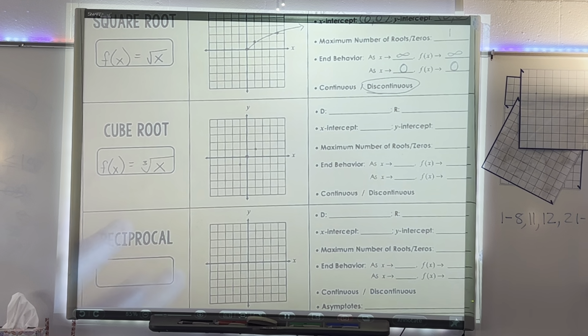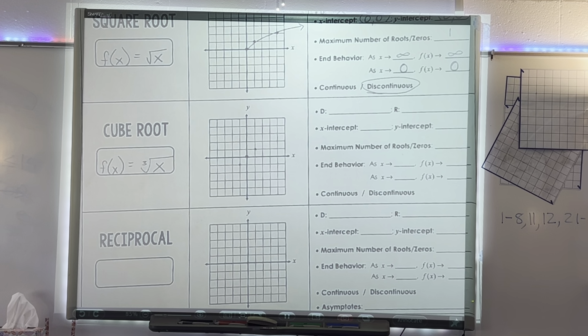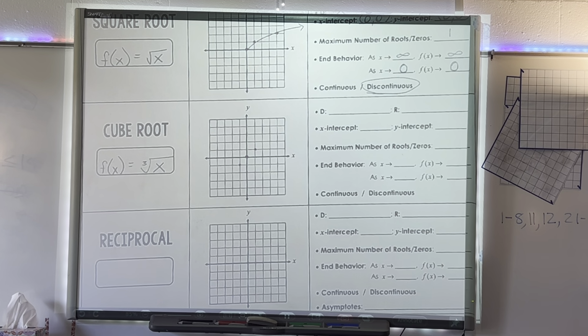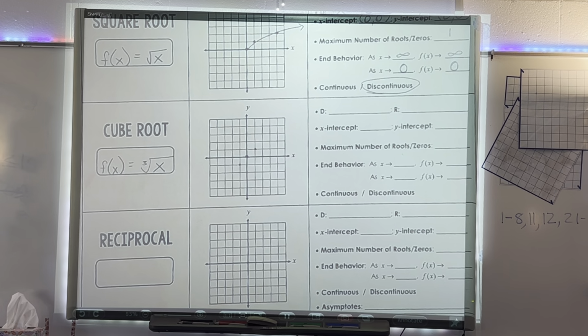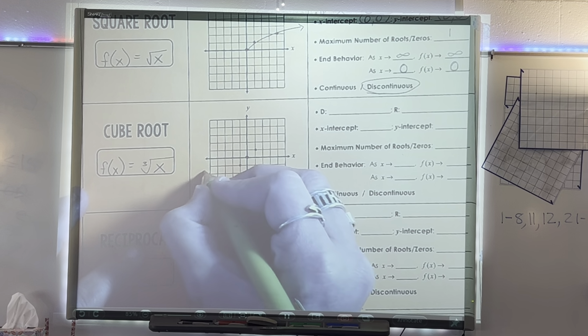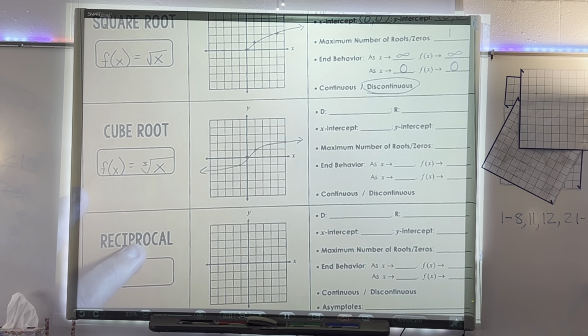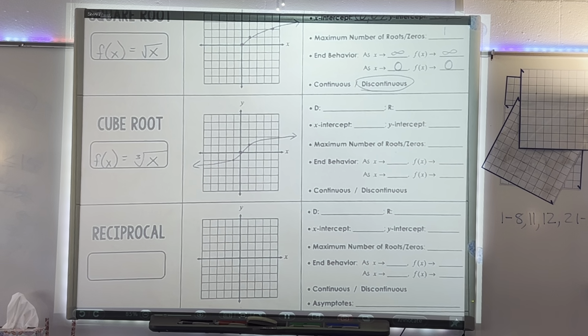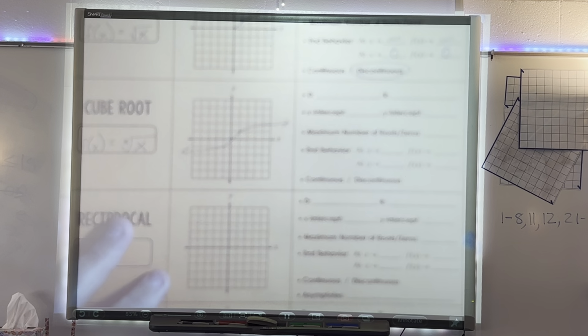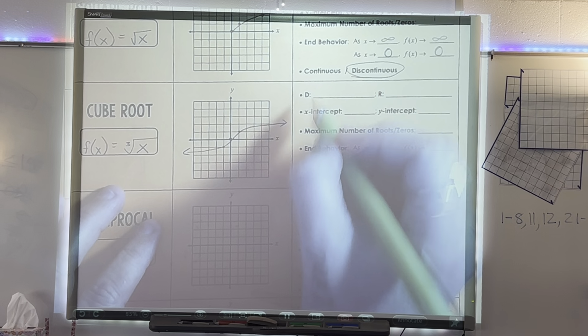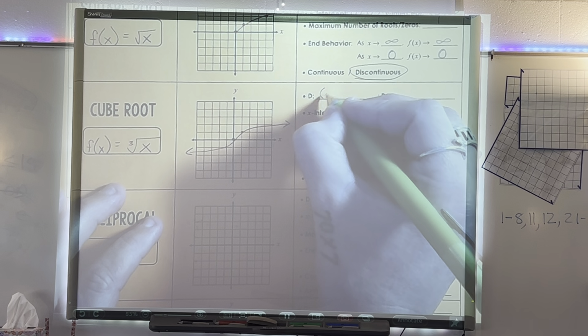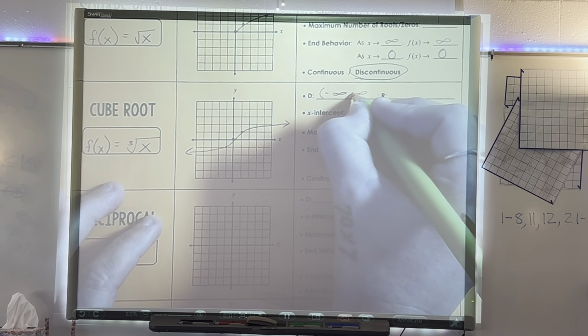So this is basically a sideways squiggle. Does that make sense? So it's the inverse of x to the third. Does that make sense? So it's going to look something like that. Y'all okay there? Does that make sense? Okay. All right, so in this case, domain, going from negative to positive, that's nice there.